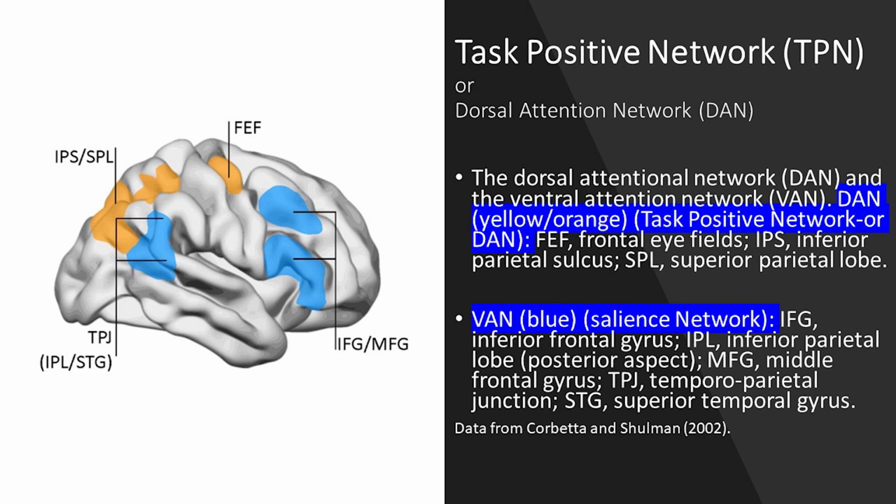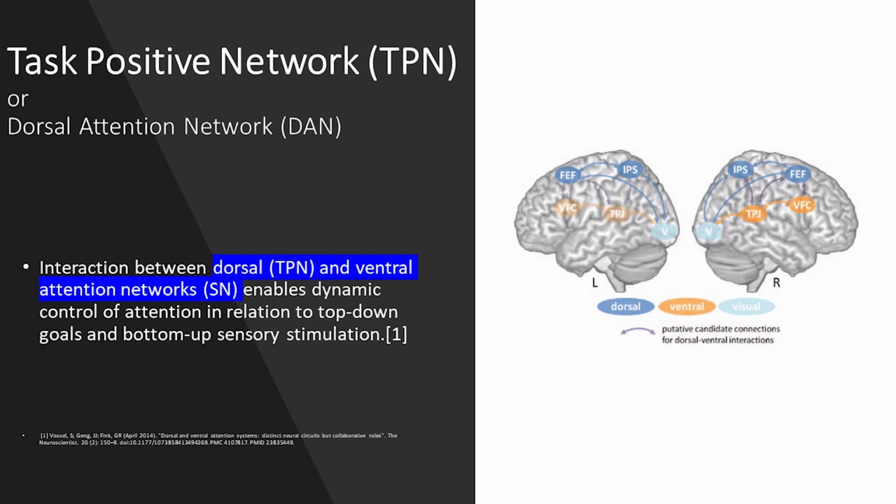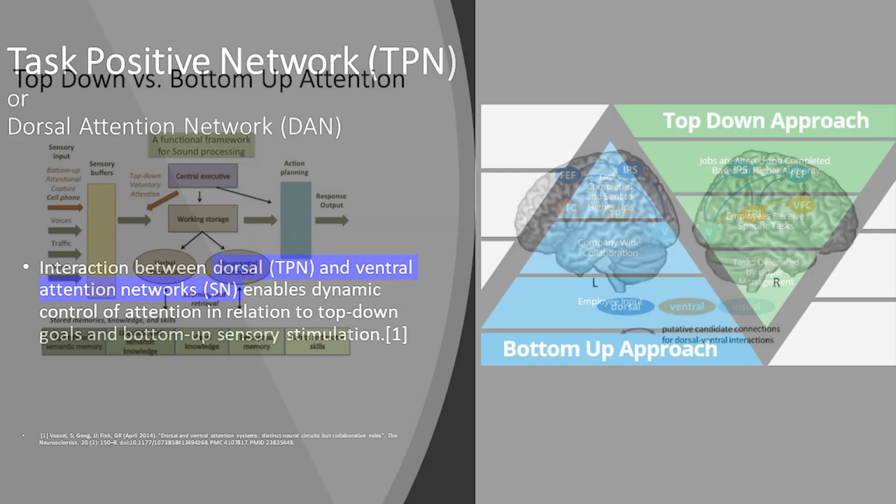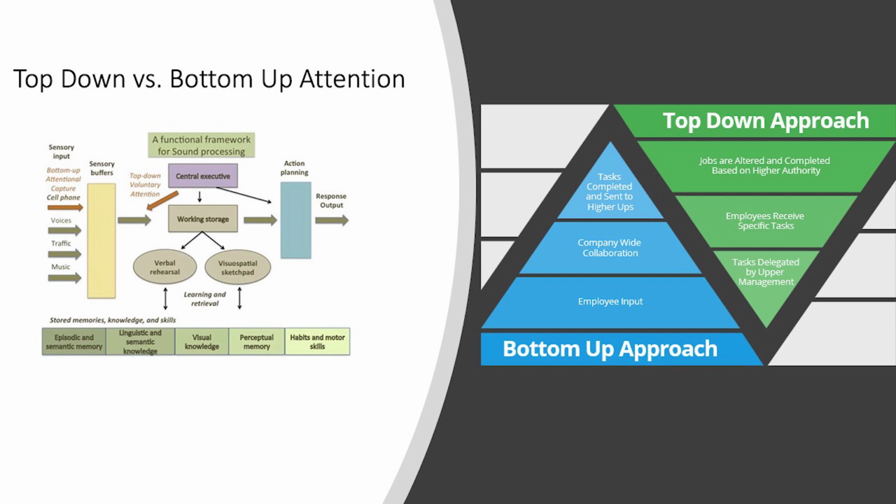So as mentioned before, in the Salience network being a switch between other networks, the interaction between the task-positive network and the ventral attention network, i.e. the Salience network, enables dynamic control of attention in relation to top-down goals and bottom-up sensory stimulation. What are top-down goals and bottom-up sensory stimulation? It is basically just how we integrate information across different layers of abstraction.